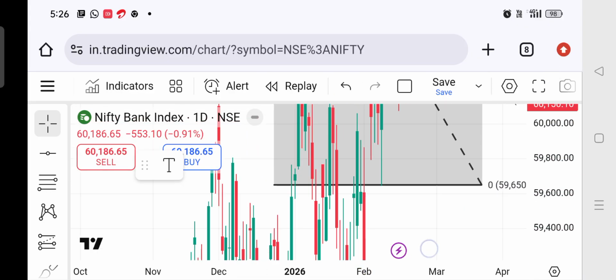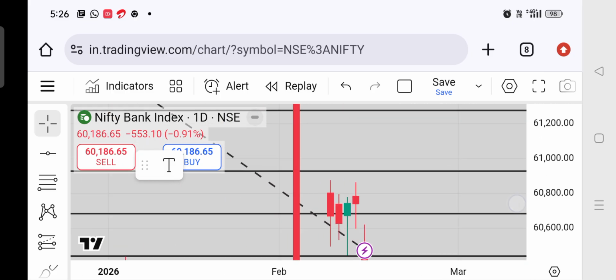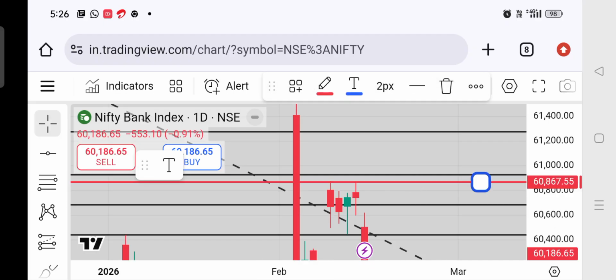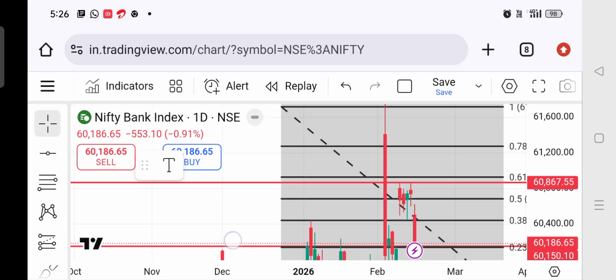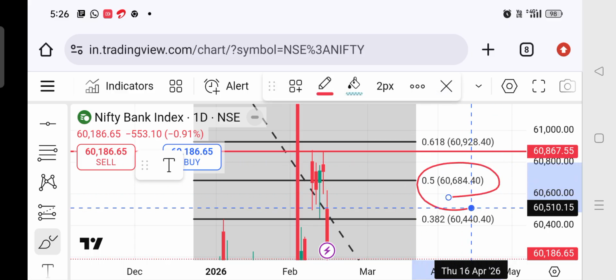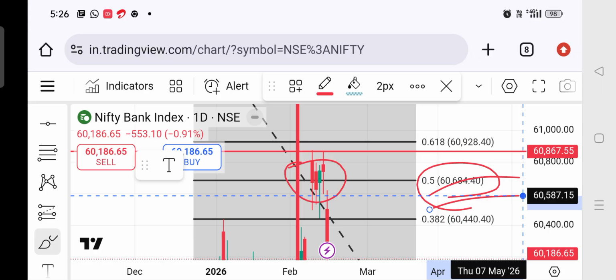Okay, market will be only buy above for this high after breakout for these levels. 0.618 60,926. Otherwise market will be trading around 0.60,684. Okay, market will be not breaking for these levels. Otherwise breakout these levels only go to buy and trade. Take it buy and trade.